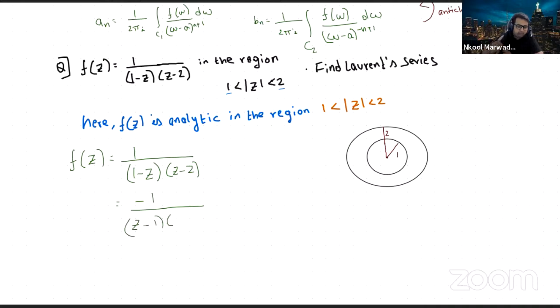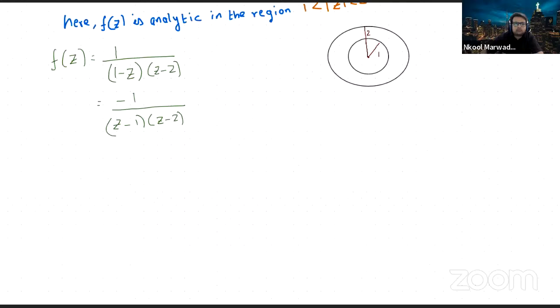Now I can apply the partial fraction. I can break it into partial fractions. So it will be 1 upon z minus 1 plus or minus 1 upon z minus 2. Then we will get the same.